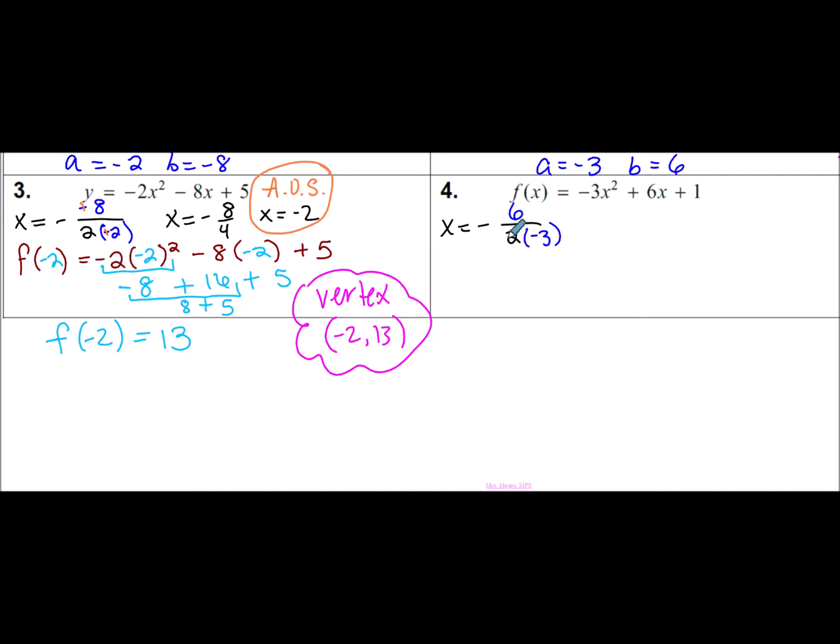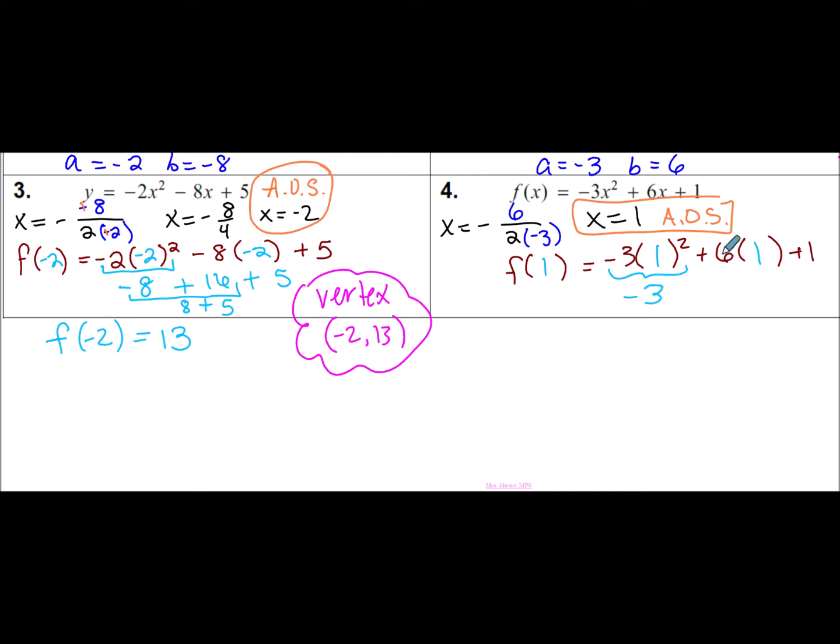All right, so here we have two negatives. That's going to turn out to be a positive. X is equal to 1. This is our axis of symmetry. One squared is 1 times a negative 3. This is a negative 3 on this side. 6 times 1 is just 6. Add the 1 at the end. We're going to go from left to right. Negative 3 plus 6 is a positive 3, plus 1. We get a 4. So when our input is a 1, our output is a 4. Therefore, the vertex in this case is 1 comma 4.